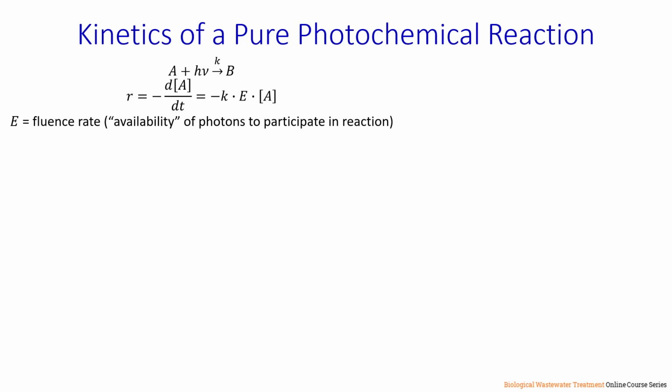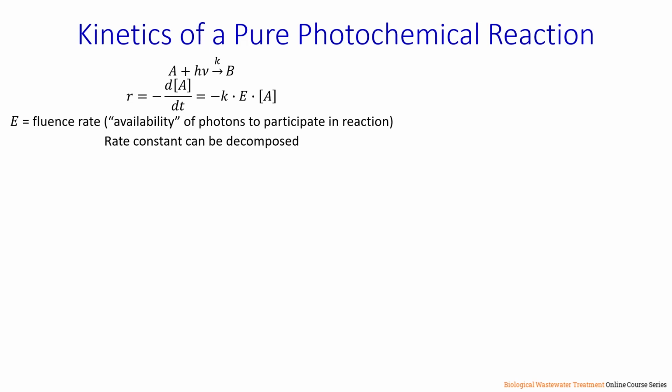Again, going back to the Stark-Einstein law, we know that there's an equivalence between molecules and photons in participating in photochemical reactions. So if we're going to describe their kinetics, we have to have a term to describe the availability of photons to participate in the reaction. And that term is the fluence rate.